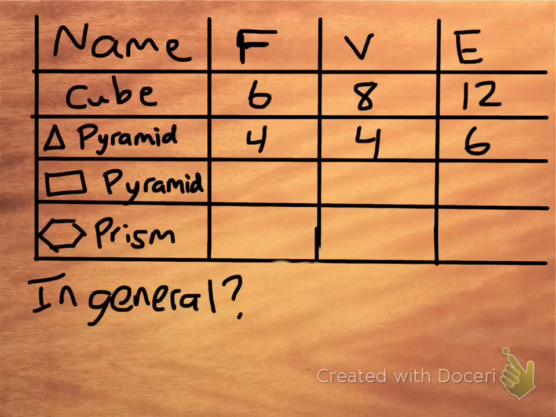and a hexagonal prism. I'm going to skip the rectangular pyramid for now and go to the hexagonal prism. Actually, I'll do both. So the rectangular pyramid, first of all, again, your base is a rectangle, and then you're going to have a bunch of triangles formed there.